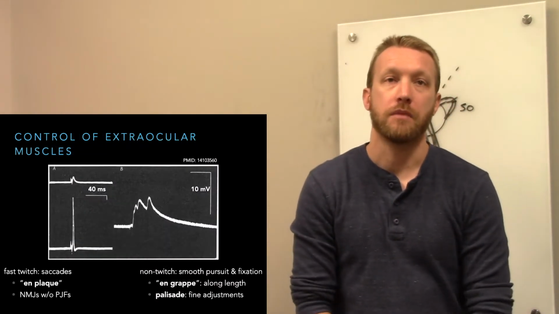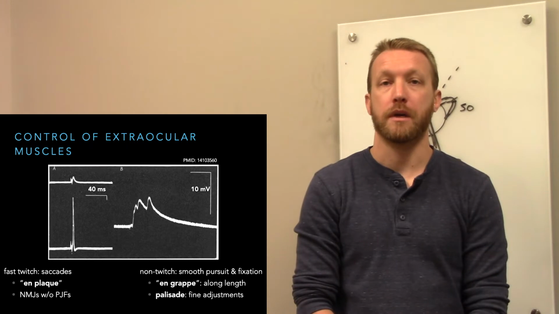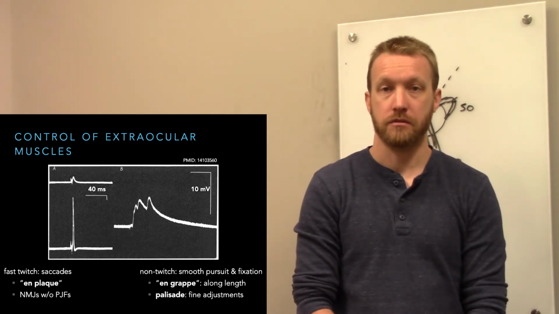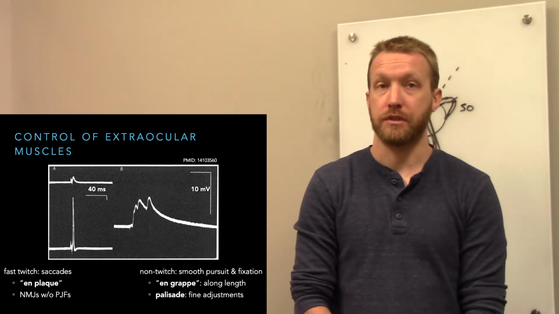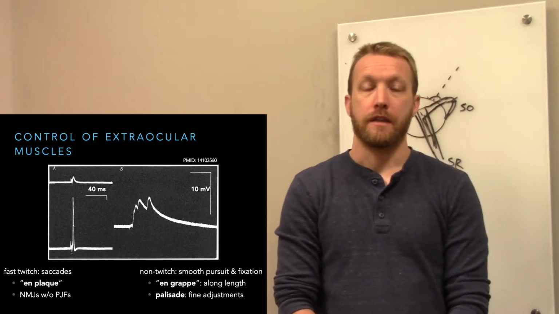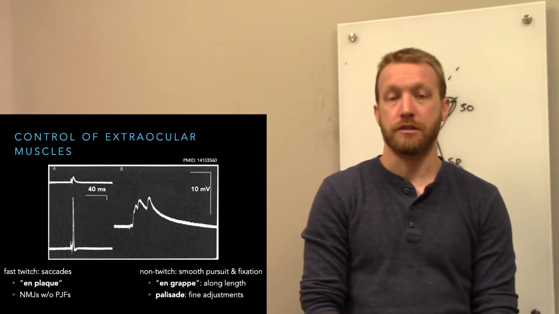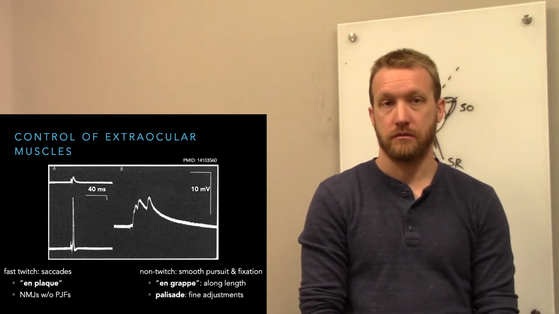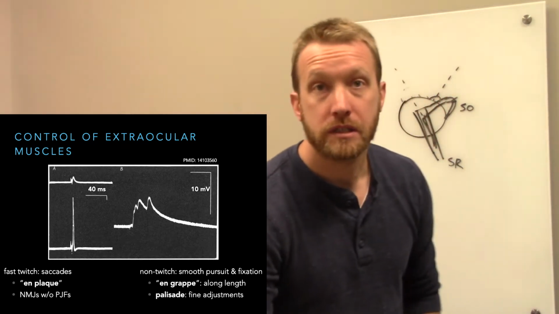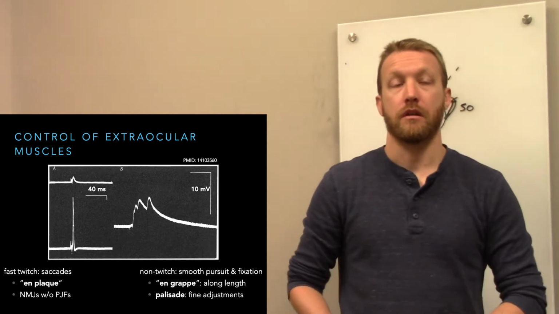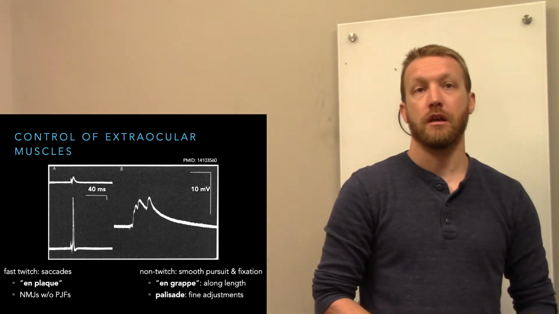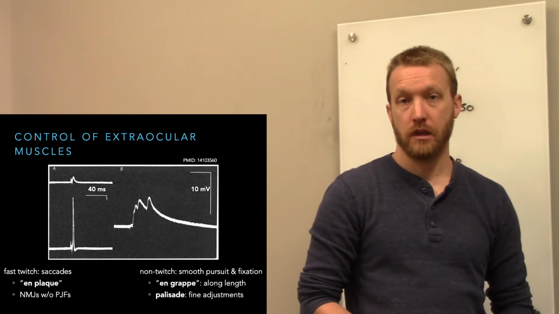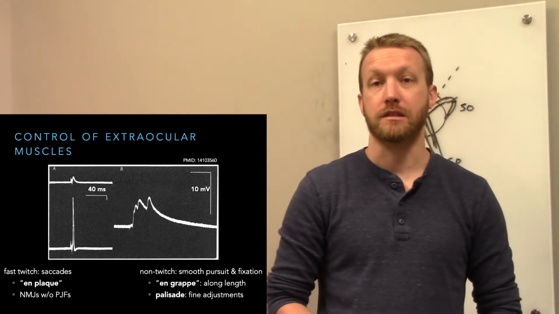In each of these eye muscles, there are two muscle types. There's your typical fast twitch fibers. These fire action potentials. And they also have their neuromuscular junctions at specific sites. Here we can see on the left, that recording is showing you an action potential in fast twitch fibers. These are useful for creating saccades.